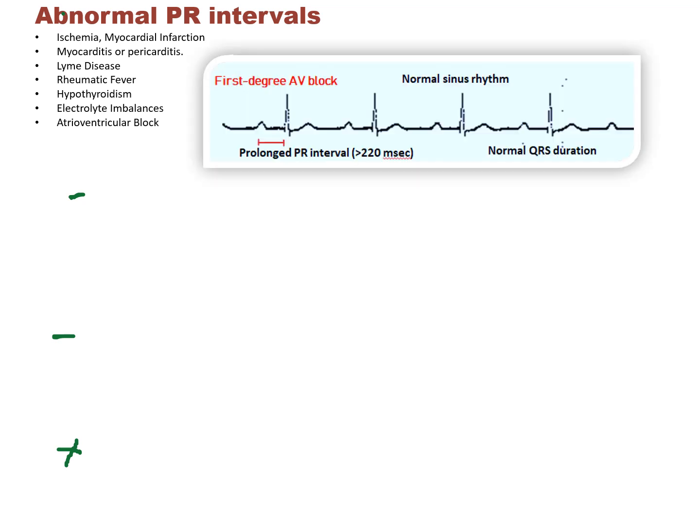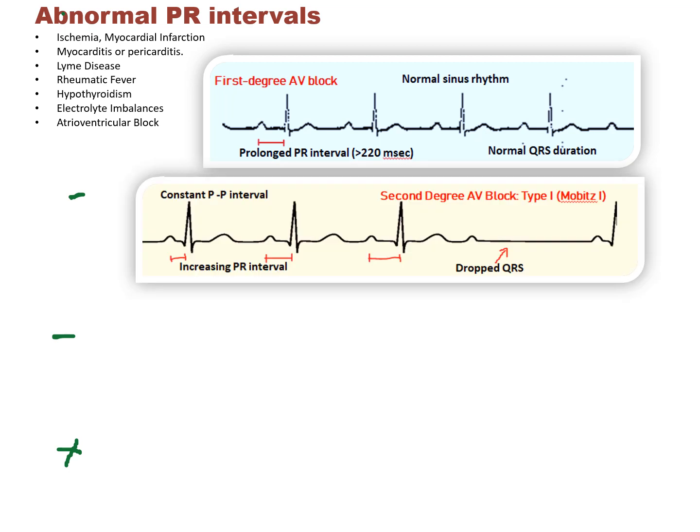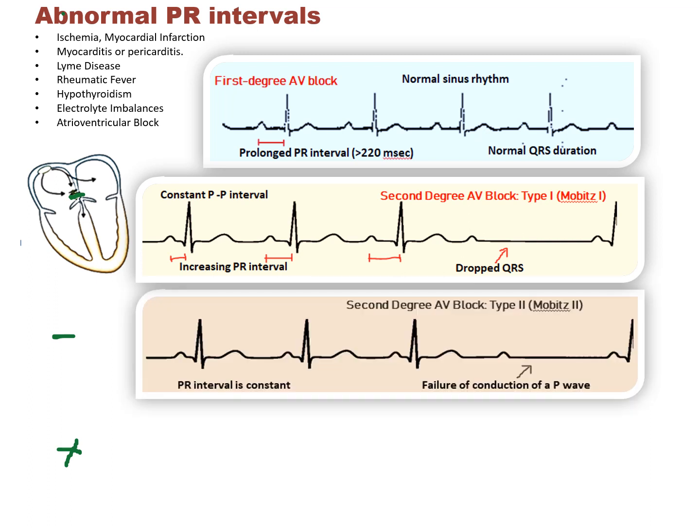In first degree atrioventricular block, electrical impulses conduct from atria to ventricle through the atrioventricular node more slowly than normal, leading to prolonged PR interval. In second degree atrioventricular block, the impulse from the sinoatrial node is delayed, which results in a progressive PR widening pattern.